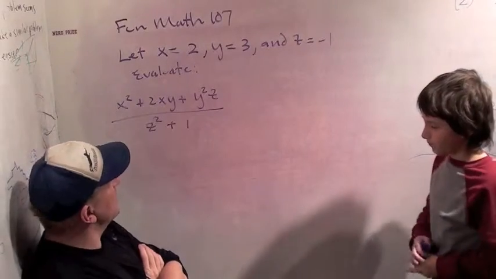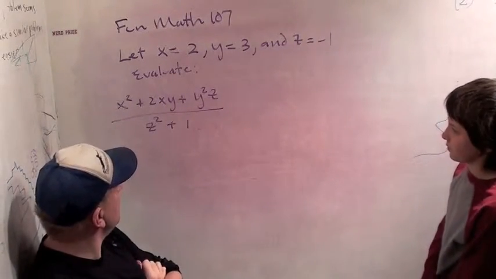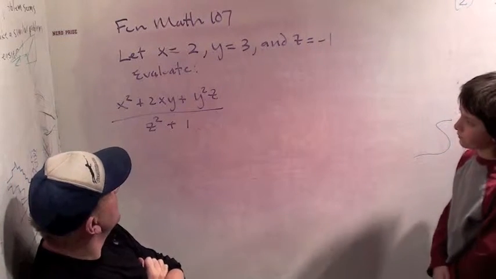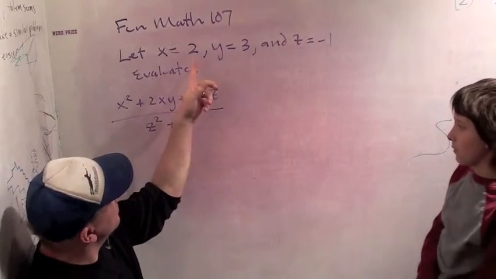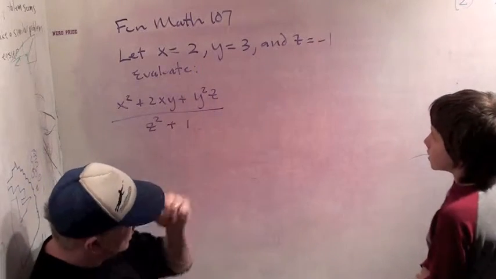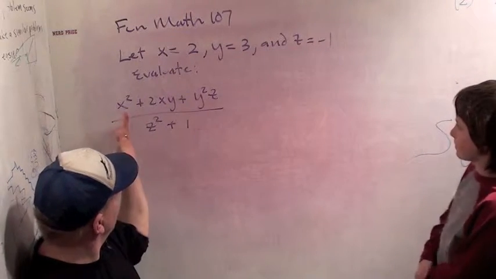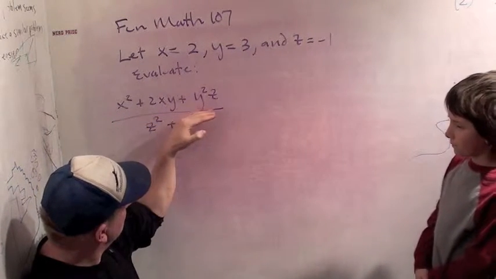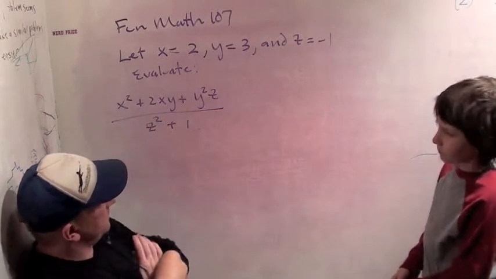Right now we're in the review section of chapter 4 of Art of Problem Solving's algebra book. Chapter 4 is about multivariable equations, so I thought I'd make a simple problem about multivariable equations. Let x equal 2, y equal 3, and z equal minus 1. I want you to evaluate x squared plus 2xy plus y squared z over z squared plus 1.